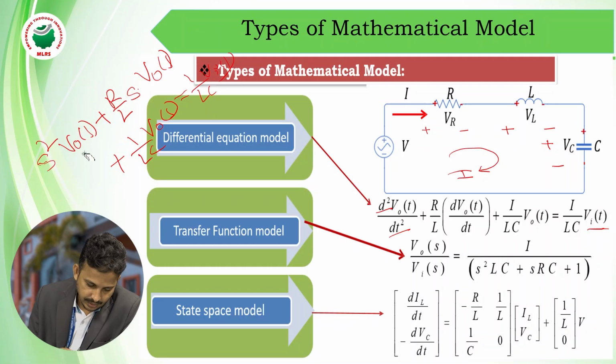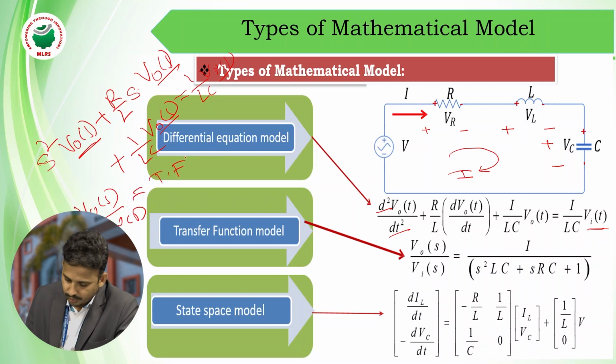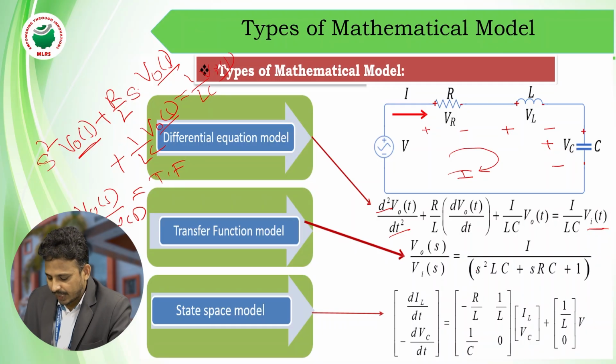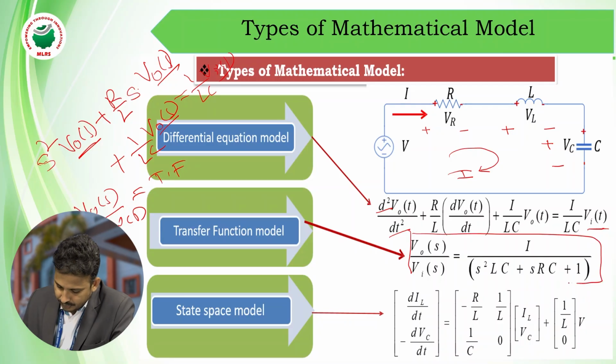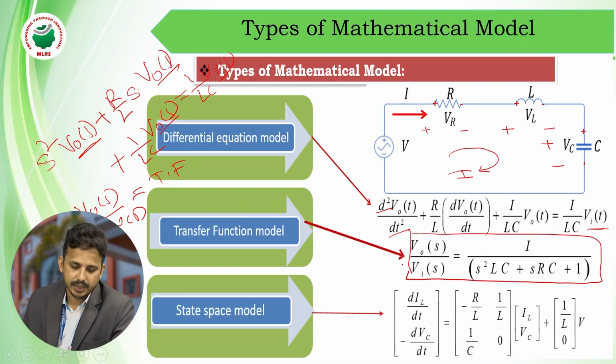After that, take v0 of s as common and rearrange it: v0 of s by vi of s, which is output by input, as a transfer function. You will get 1 by s square LC plus s into RC plus 1. So this kind of representation is called transfer function representation.